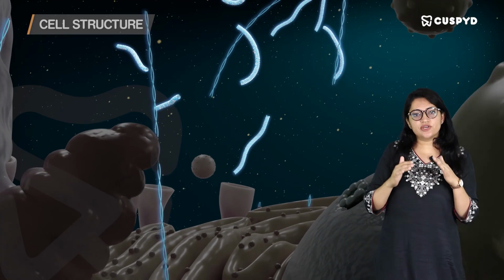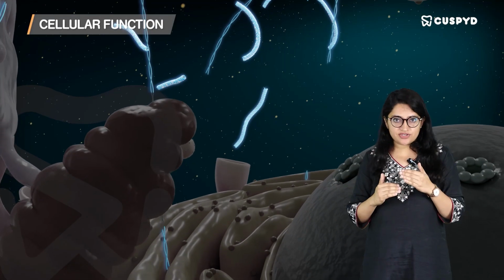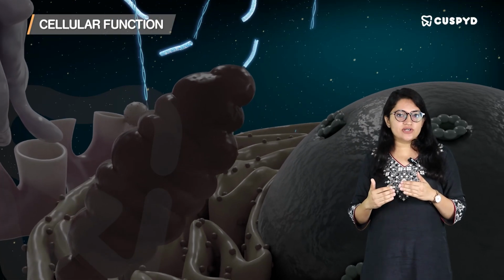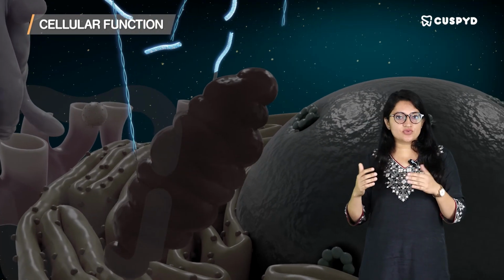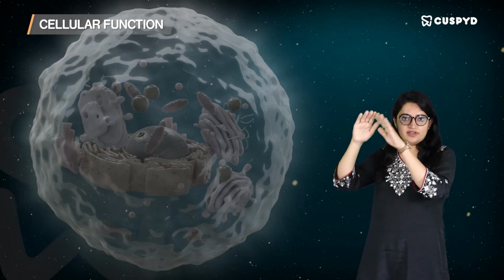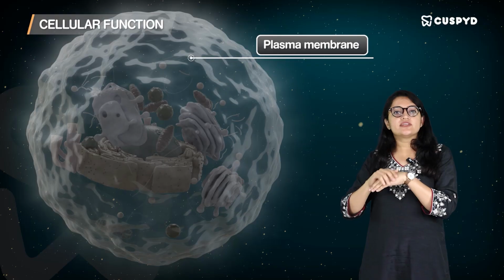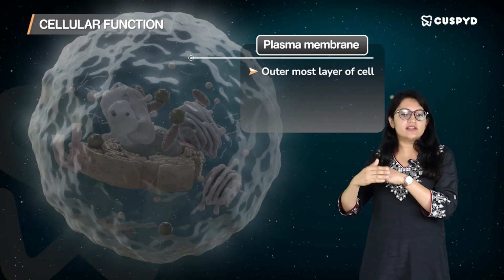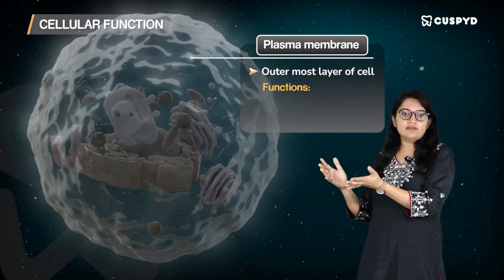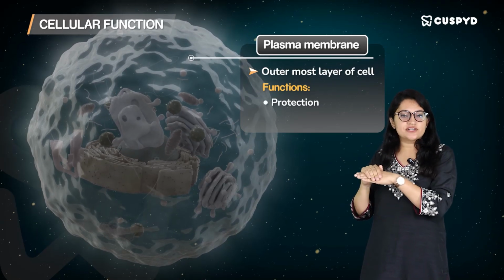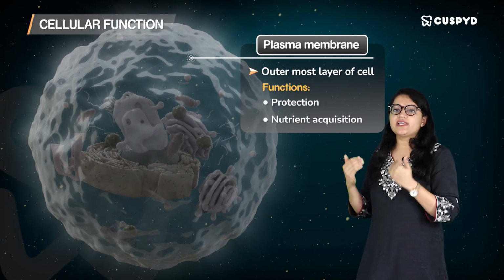So in this class, we are going to study the cellular functions in a step-by-step manner. So what all things are we going to cover here? The cellular functions, first of all, you have an outer cell layer, that is your plasma membrane. This is like the skin of your body. So this is the outermost coating of your cell. So what is the function of plasma membrane? The broad function of plasma membrane is, first of all, protection, just like your skin protects you, and nutrient acquisition.